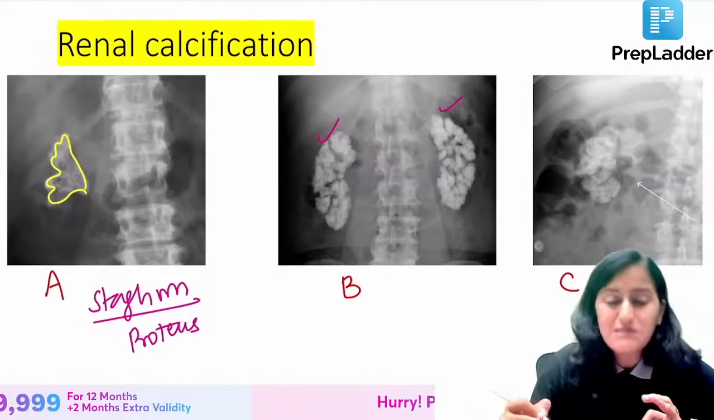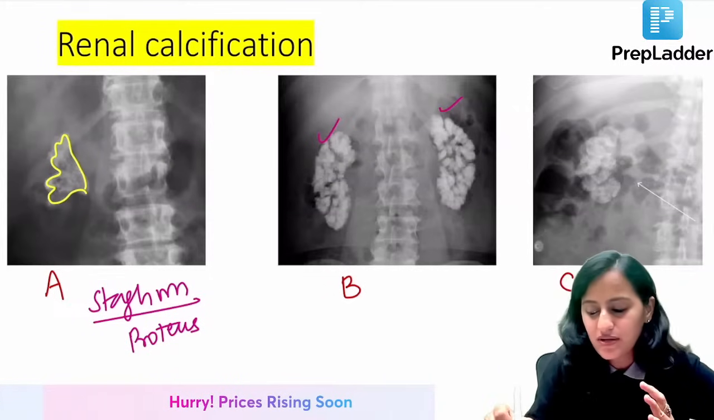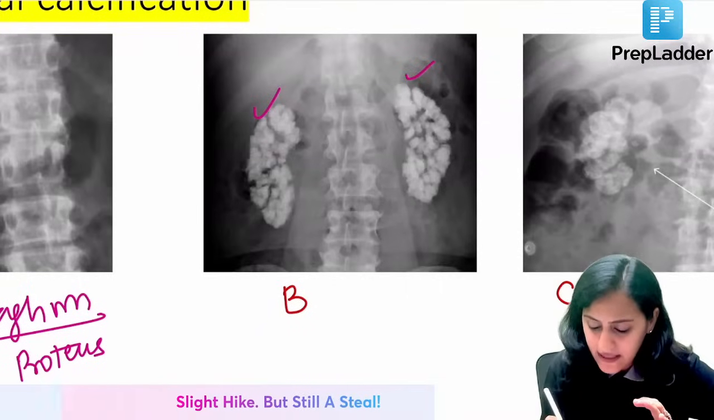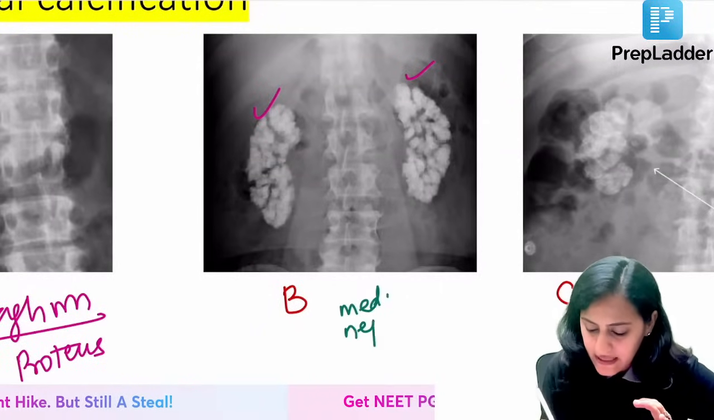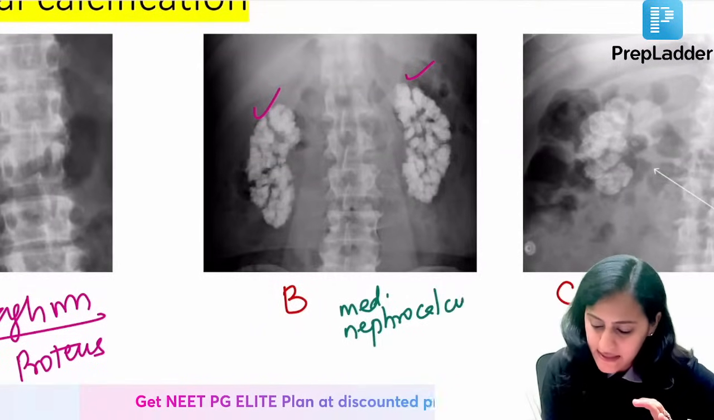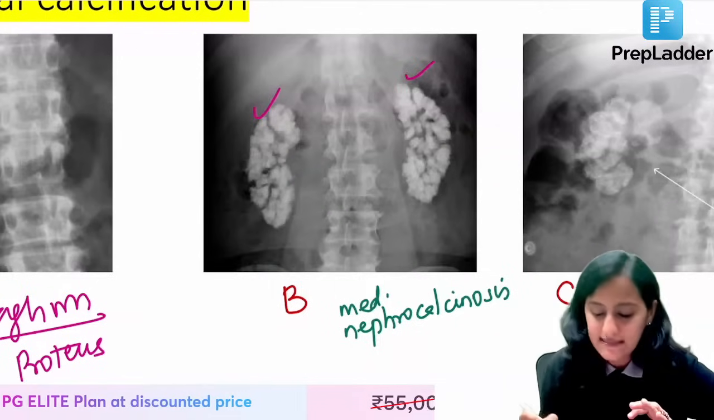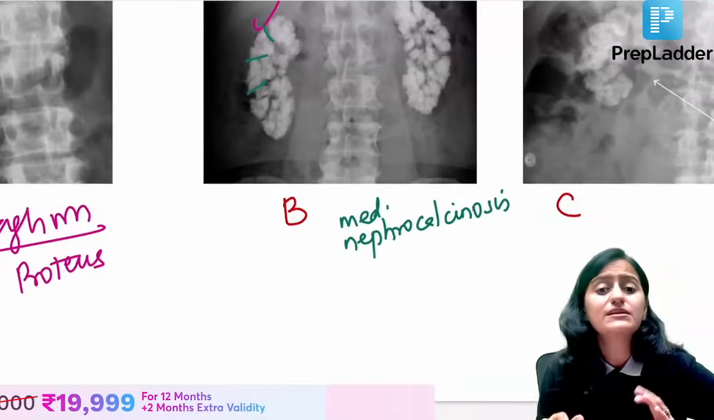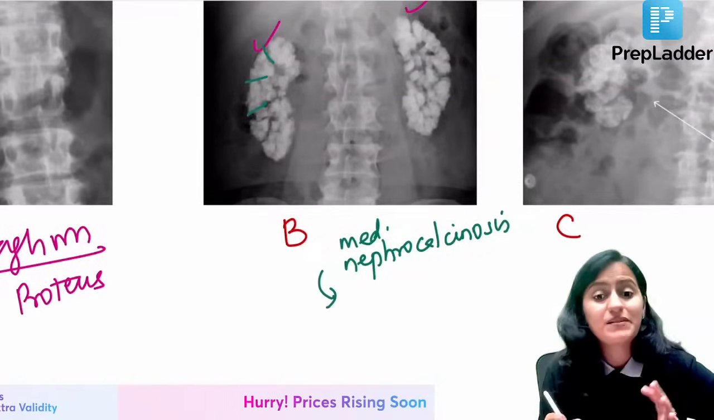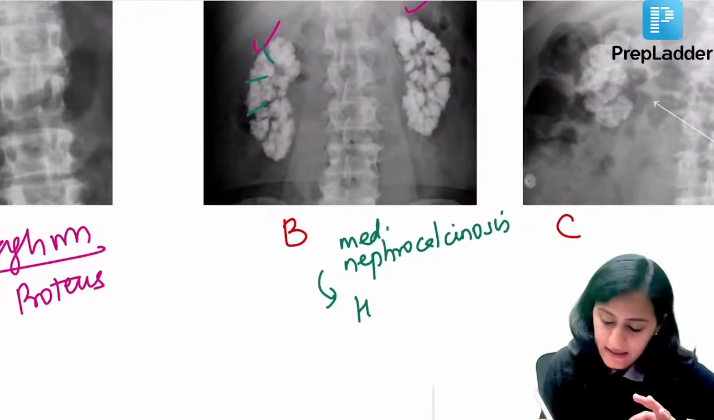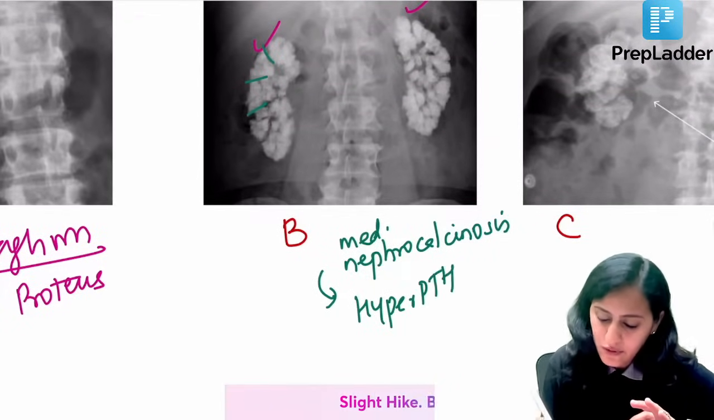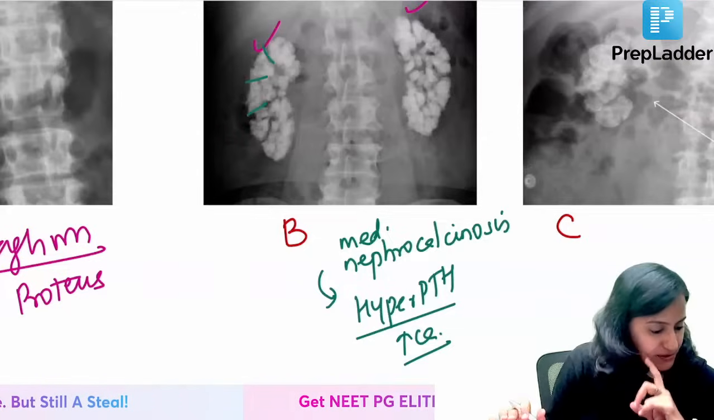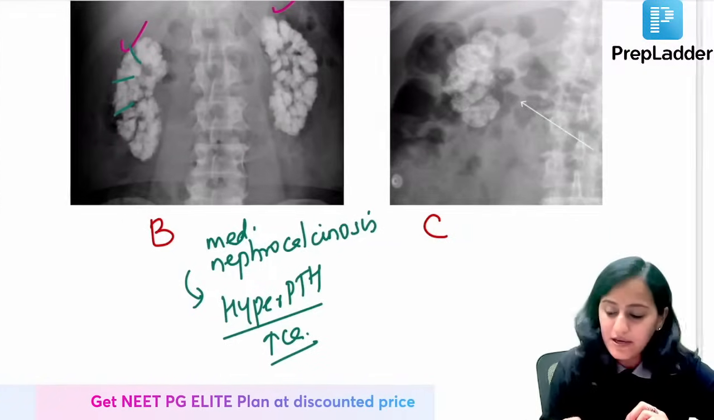Next one, where you see bilateral calcification, so you are thinking of a metabolic endocrine condition. Bilateral, you think of medullary nephrocalcinosis, which shows these lucent areas in between, associated with what endocrine condition? In which condition does calcium increase? Endocrine. Hyperparathyroidism, increased calcium, so it goes into the kidney. That's how you remember. Okay, nephrocalcinosis, hyperparathyroidism.